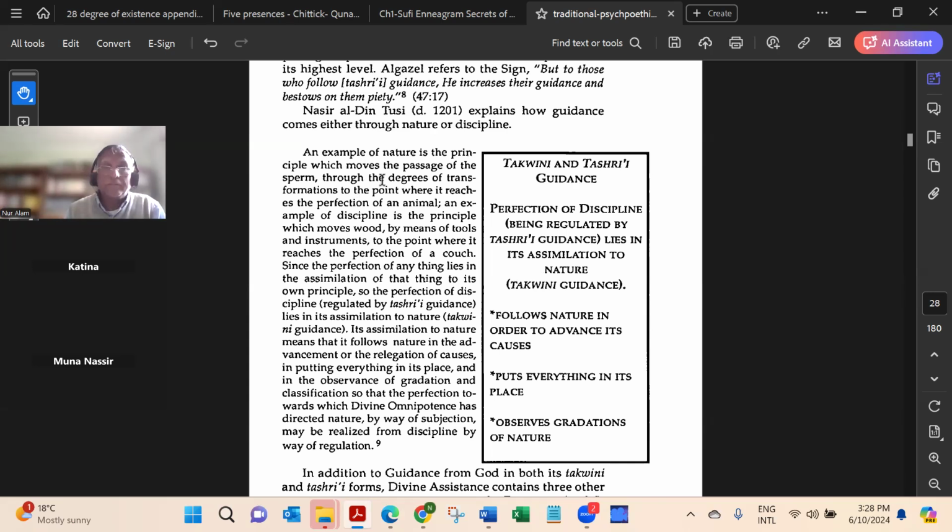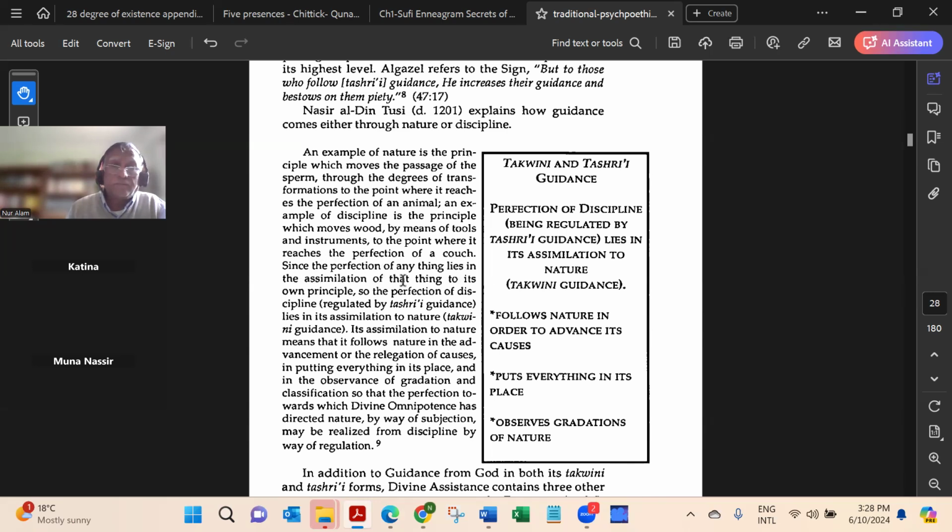An example of nature is the principle which moves the passage of the sperm through the degrees of transformation to the point where it reaches the perfection of an animal. An example of discipline is the principle which moves wood by means of tools and instruments to the point where it reaches the perfection of a couch.